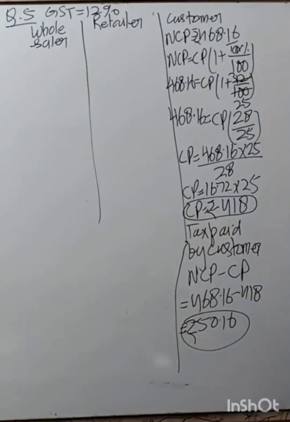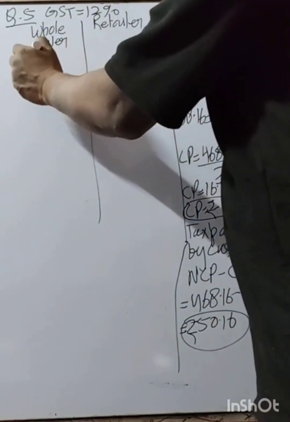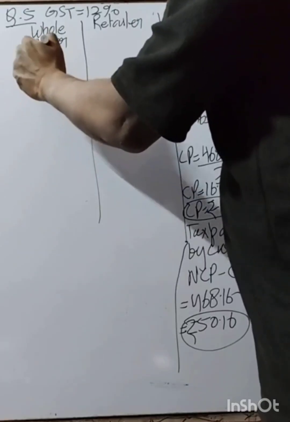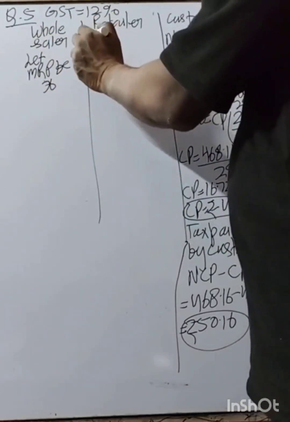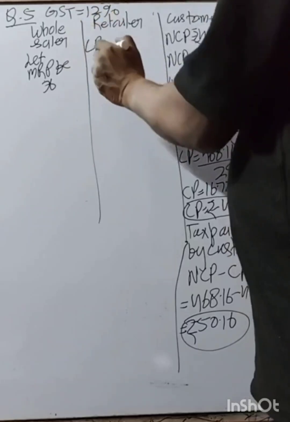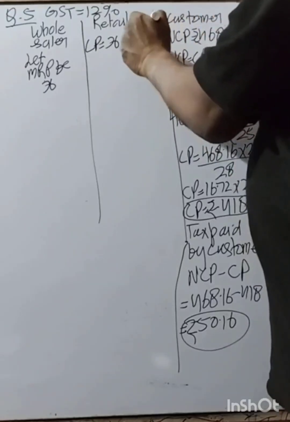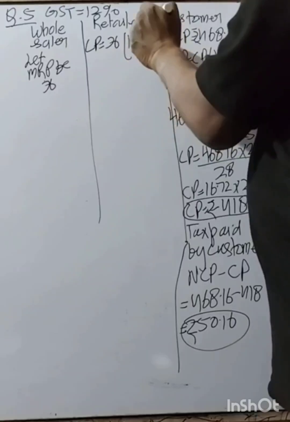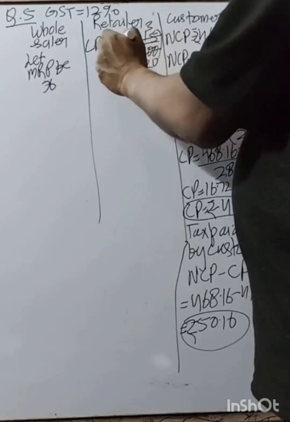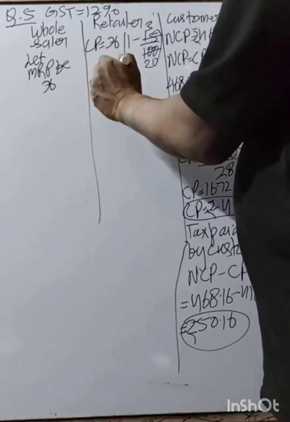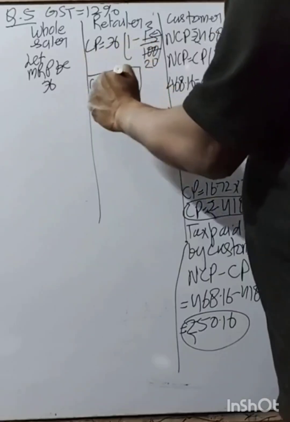So this is the SP of the retailer. Right? And what he did, let the MRP be X. So he gets the product, and its cost price is x times bracket 1 minus 15 upon 100. 3 times 5 becomes 15 and 20 times 5 becomes 100, so CP is equal to 17x upon 20. This is his cost price, right?